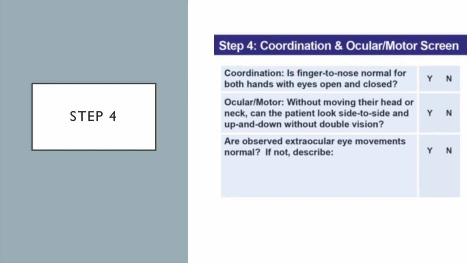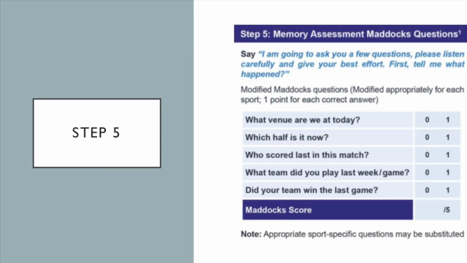In step 4, we are testing coordination and ocular motor function by having the patient touch their finger to their nose, starting away from them, and having the patient look side to side and up and down with just their eyes. During step 5, we are testing their memory by asking Maddox questions. The medical examiner should read the instructions given to the athlete. These questions are items such as which venue the athlete is currently in, what half of the game it is, who scored last in the match, what team did they play last, and if their team won their last game. Steps 1 through 5 are all found on page 3 of the SCAT6 form.